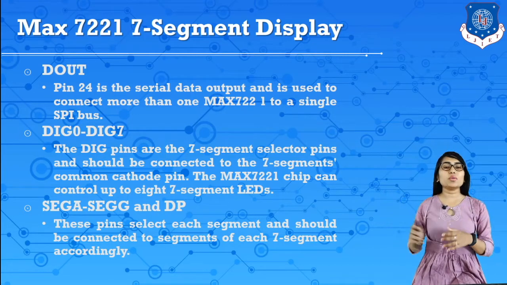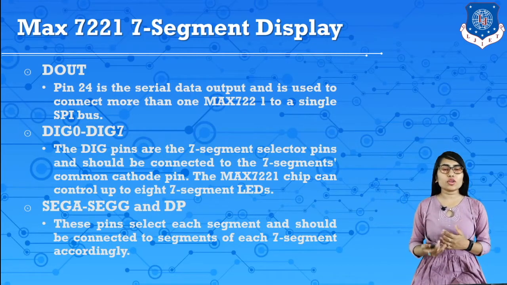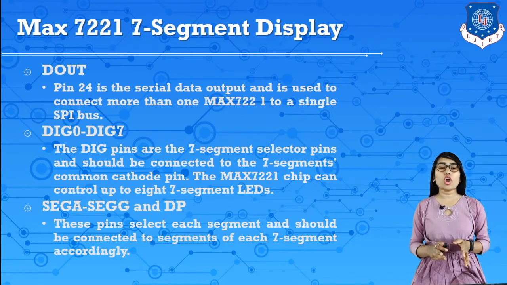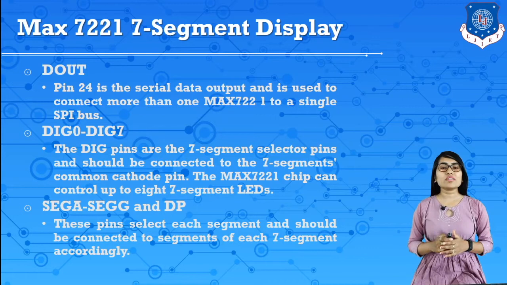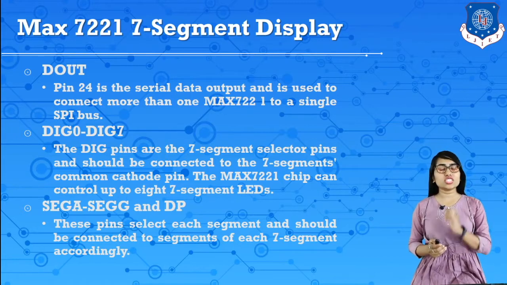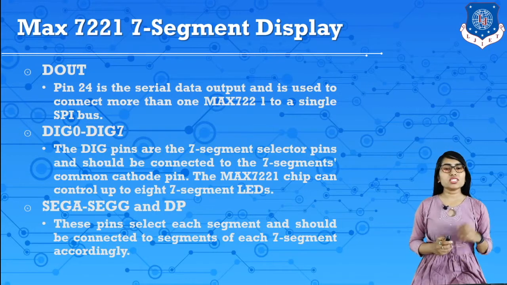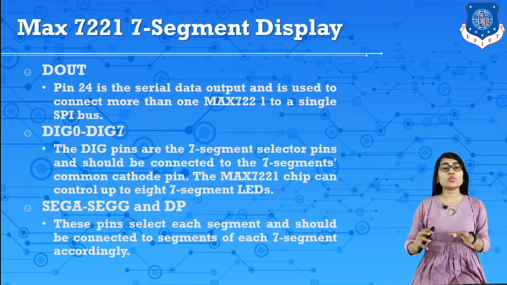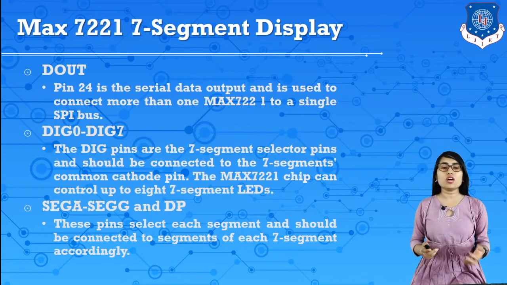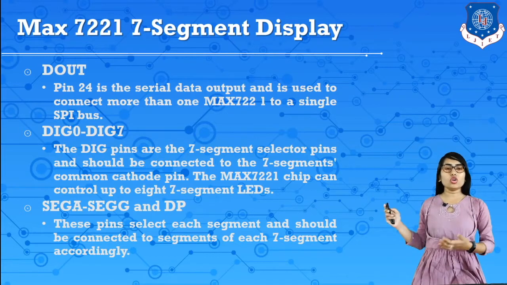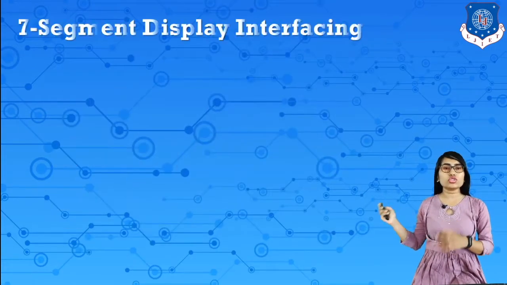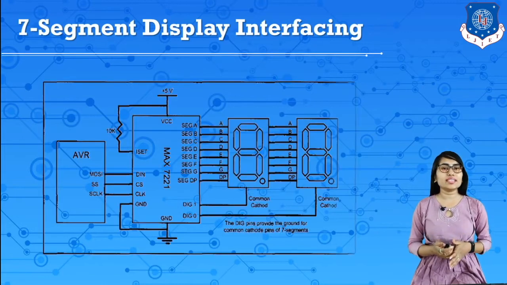The DIG pins are the 7 segment selector pins and should be connected to the 7 segments common cathode pin. The MAX7221 chip can control up to 8 7 segment LEDs. Next are SEG A to SEG G and DP. These pins select the segments and should be connected to the segments of each 7 segment accordingly. So these are used to select the 7 segment LED displays.